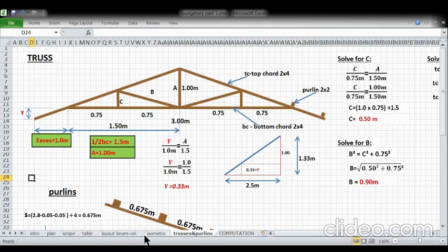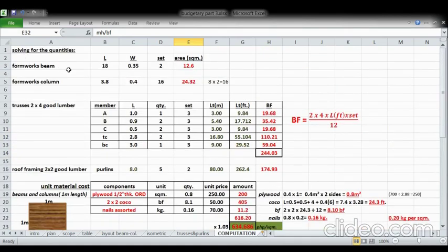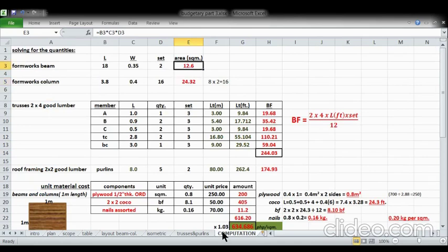So, ito sa pagkuha, okay, sa formworks ng beam. So, okay lang natin kasi square meter. So, na-explain ko na ito. Length, width, at saka number of set. Formworks naman yung column, ganun din. Length, width, at saka set. Tapos, kukuha natin ang square meter. Okay? Pag nilagay natin, nakuha ang square meter, lagay lang sa table. Ayan. 24.32, 12.6, 24.6. Ganun naman sa trusses naman. Ayan. Okay, ito.